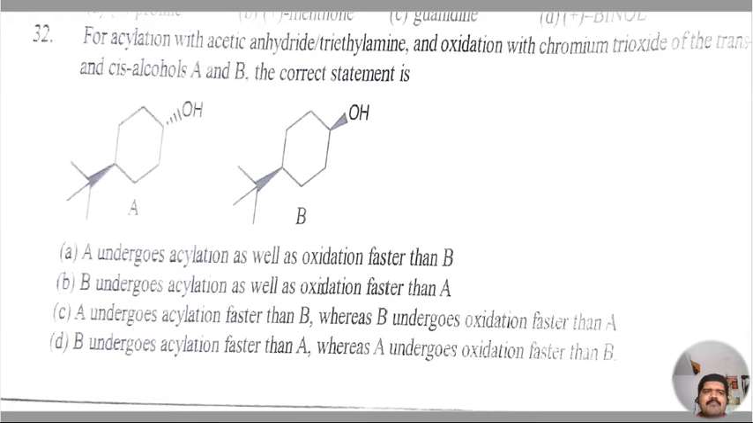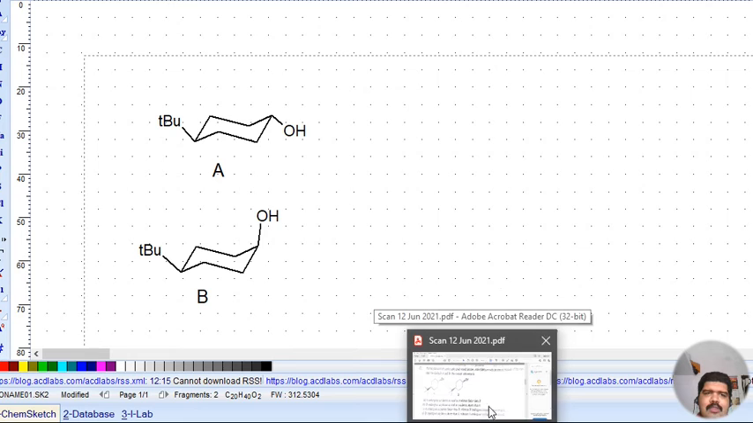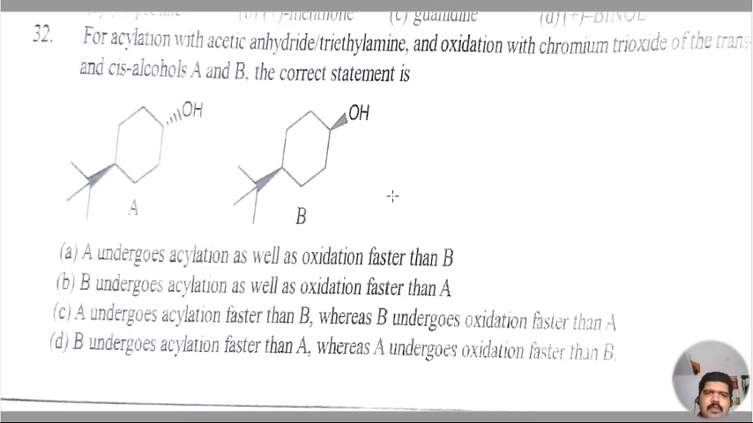Now, next question based on conformation. For acylation with acetic anhydride or triethylamine and oxidation with chromium trioxide of the trans and cis alcohols A and B, the correct statement is. Which one is your correct answer? See, these two compounds are cyclohexane systems, in which one position is occupied by tertiary butyl group. So tertiary butyl group is locked in equatorial position, as we all know, and this one is trans alcohol, and this one is cis alcohol. And we can show the Newman projection formula of these two compounds like this.